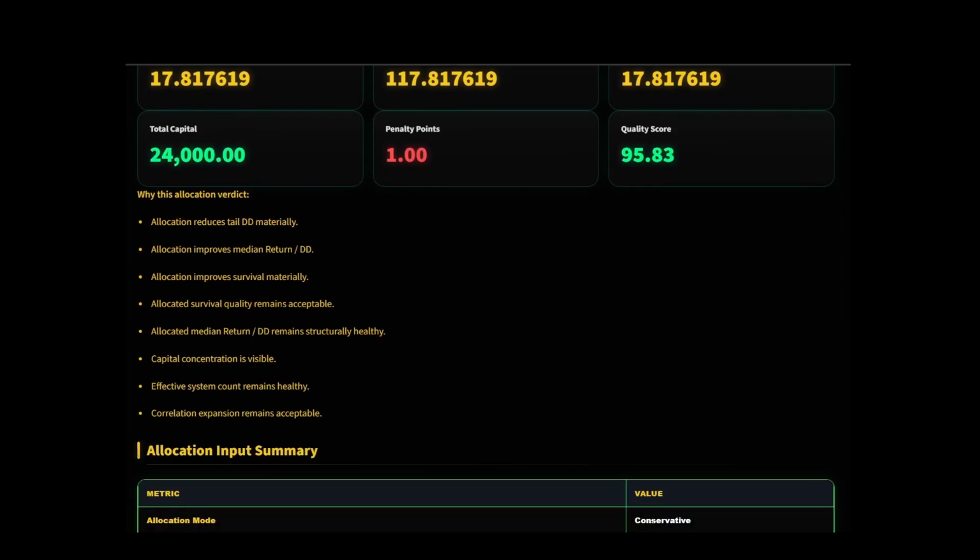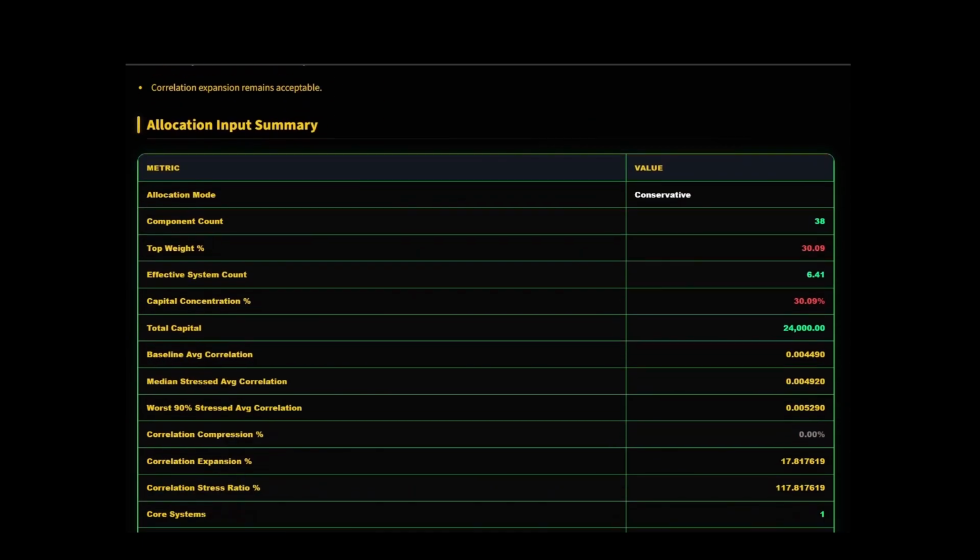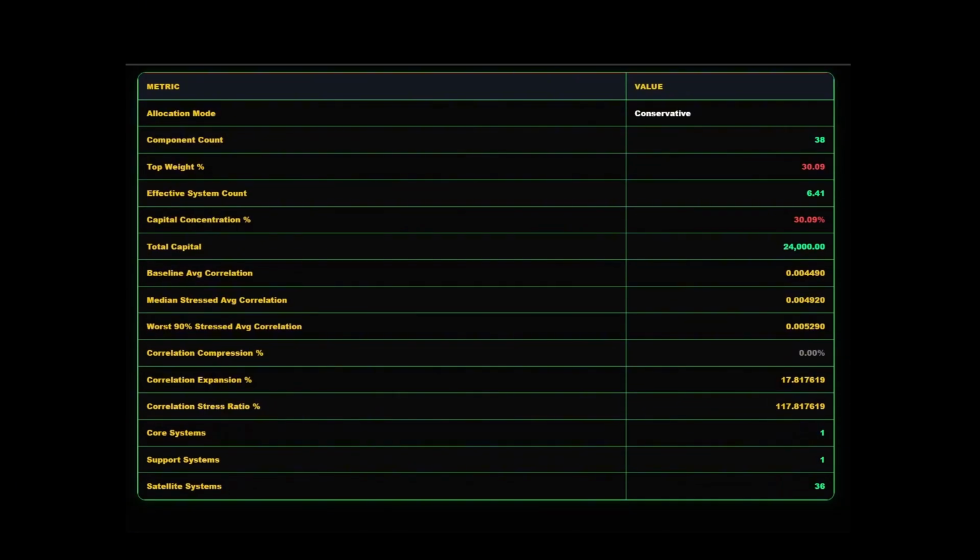Then we see the reasons behind the allocation verdict. The tool explains whether allocation reduced tail drawdown, improved return over drawdown, improved survival, and kept concentration or correlation pressure acceptable. Finally, we move into the allocation input summary. This shows the input structure behind the allocation engine. The allocation mode, number of components, top weight, effective system count, total capital, correlation behavior, and how many systems are treated as core, support, or satellite systems. So this part of the report gives a high-level view of the capital allocation layer. It does not only show a verdict, it shows how the portfolio could be rebalanced under stress.